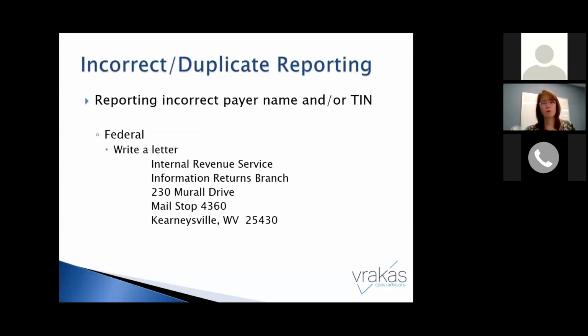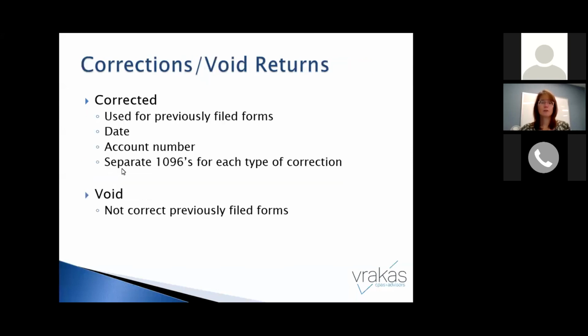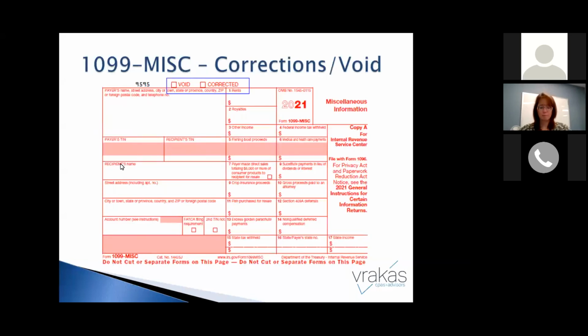Now, there are some rules. If you have some incorrect filings, you want to make sure that you contact the IRS. If the payer name is incorrect, but not the recipient, there's a different filing format for that. If you've had duplicate reportings, you want to contact them here as well. There's a phone number as well. But we have to sometimes correct, and we'll just show you the 1099-MISC.